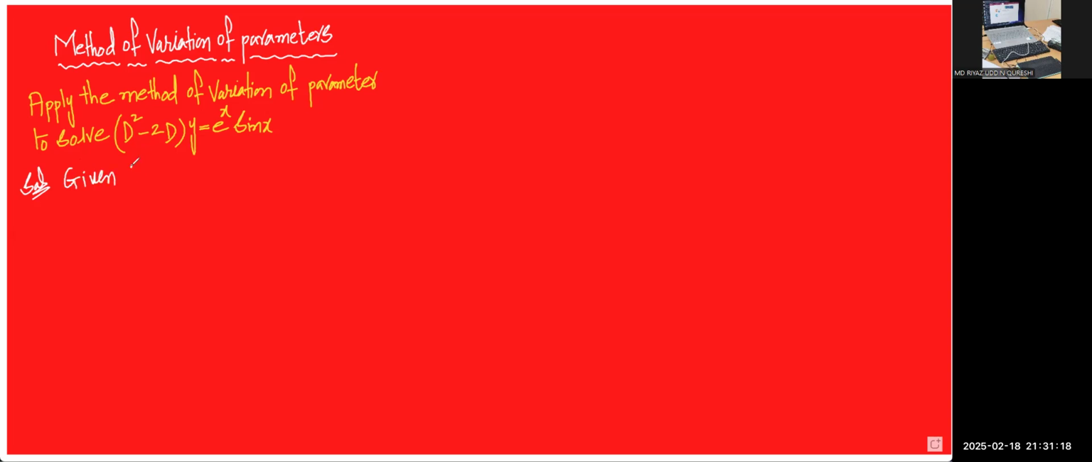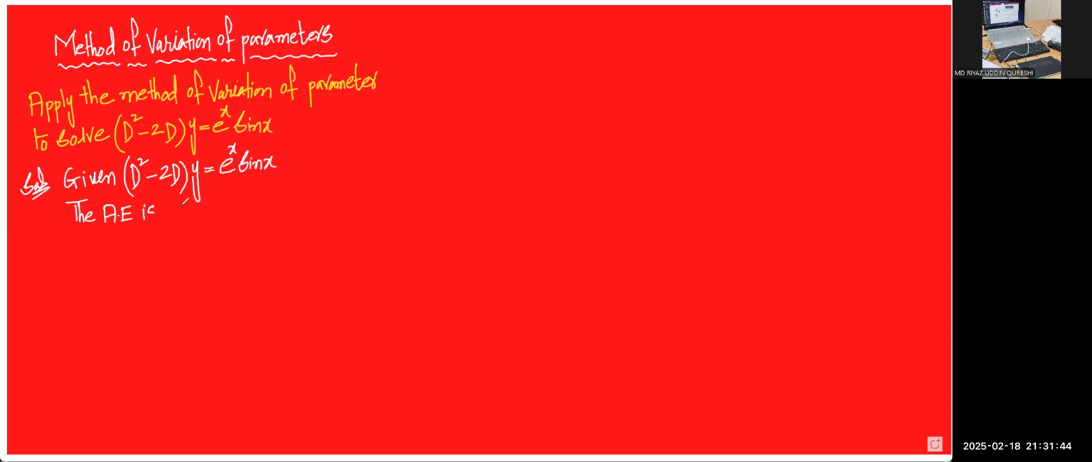Given is D square minus 2D into y is equal to e power x sin x. Now we find out the auxiliary equation. कैसे find out करते हैं? Come on, tell me.